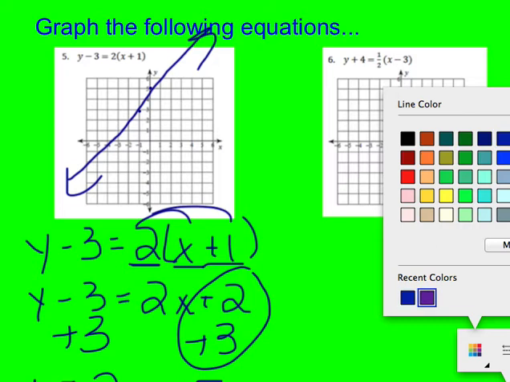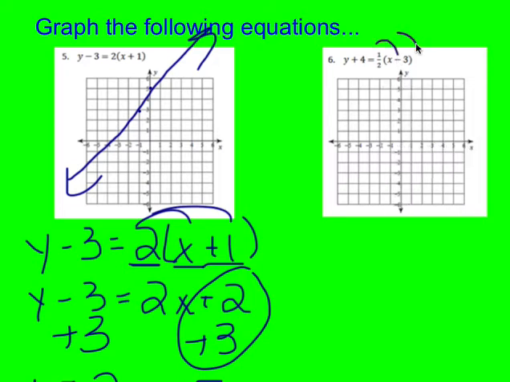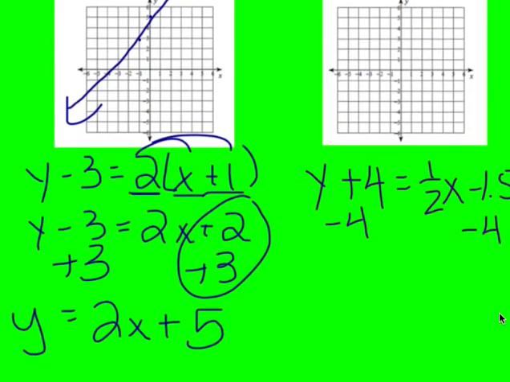For number 6, we're going to go ahead and distribute the 1/2. So I have y plus 4, and that's going to be equal to 1/2 x. And when we take -3 and multiply it by 1/2, that's the same as taking -3 divided by 2. So let's just do that as a decimal. That's going to be -1.5. So now I need to subtract 4 from both sides so I can solve for y.